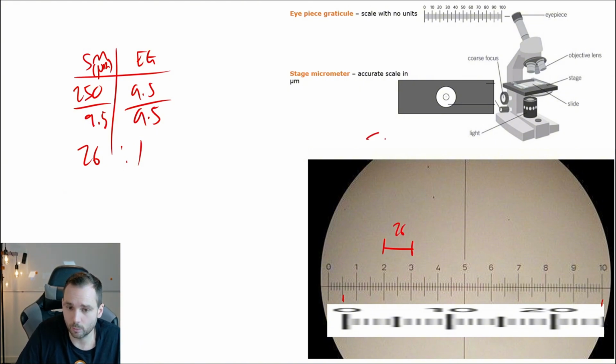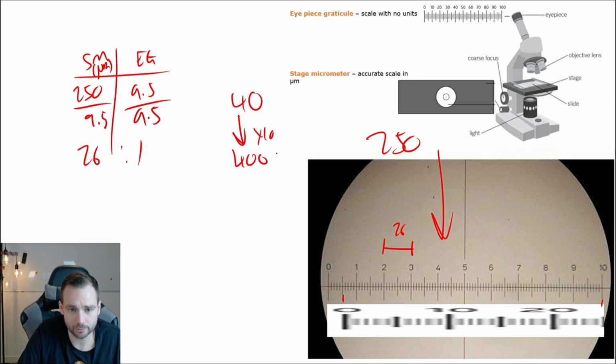Now the original one was about 250. We've gone from 40 magnification times by 10 to 400 magnification. We started on the ×4 lens. We're now on the ×40 lens over here. So we've gone from 250 to 26, which is roughly ×10.